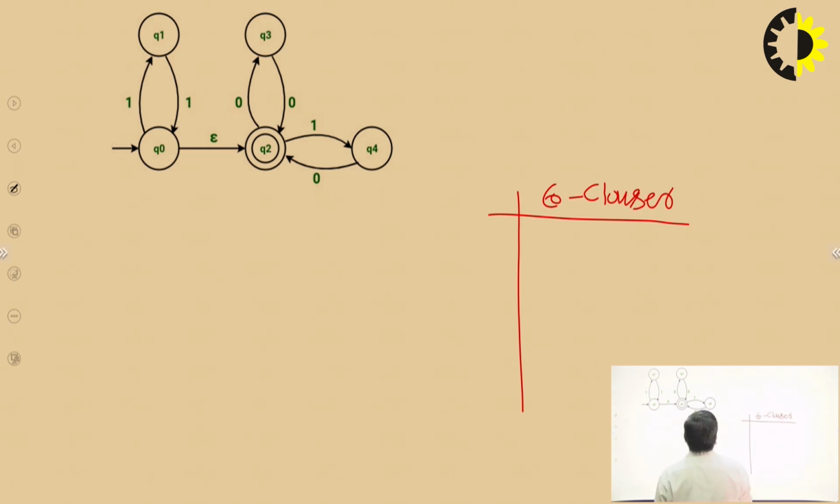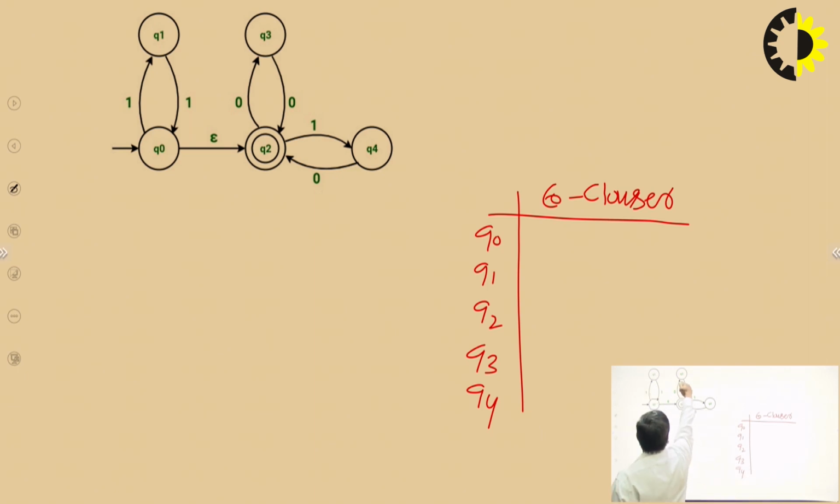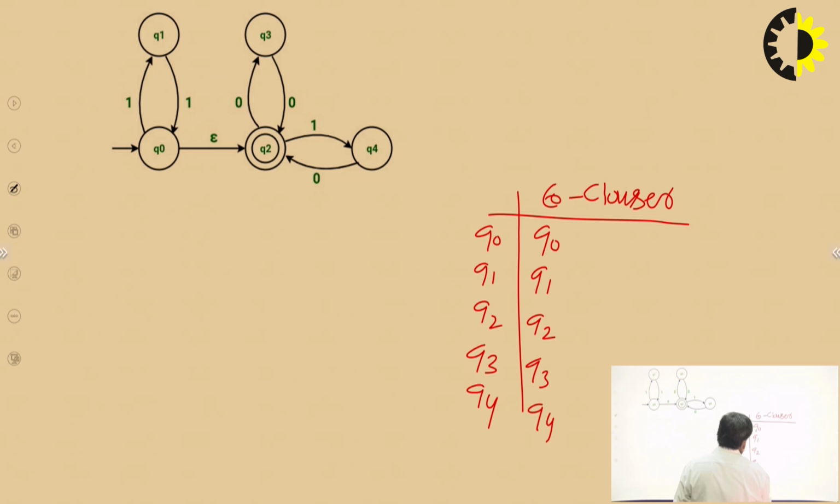How many states? That is Q0, Q1, Q2, Q3 and Q4. What is the state? That is epsilon closure. The rule for the epsilon closure: all states by themselves are an epsilon closure, it means Q0, Q1, Q2, Q3 and Q4. By default all states are their own epsilon closure.